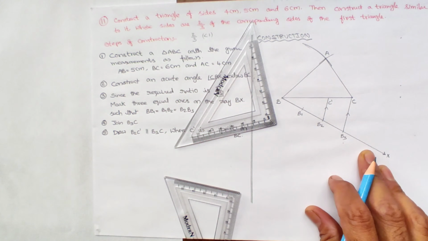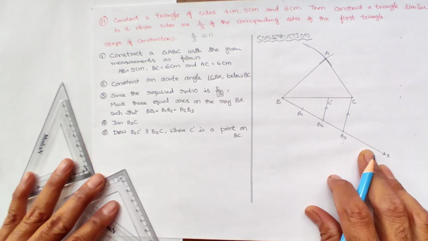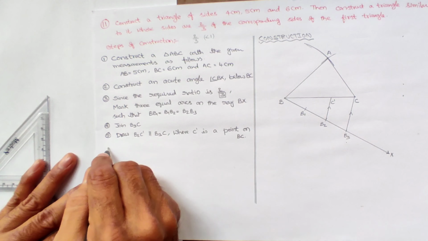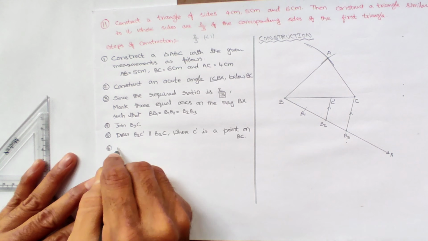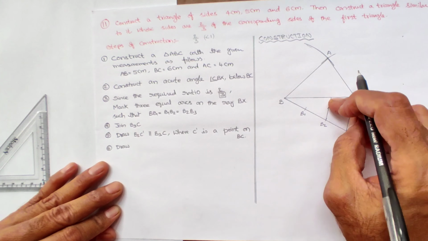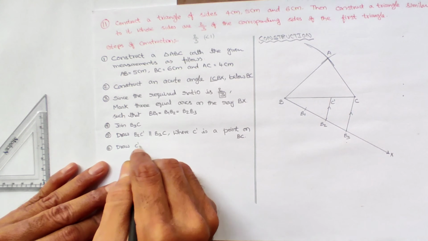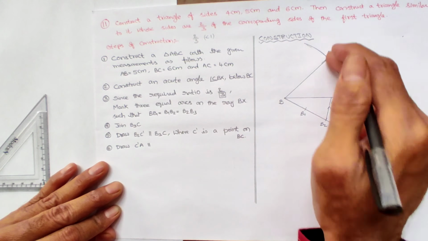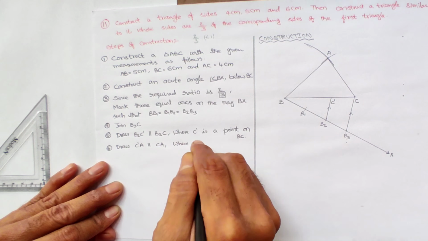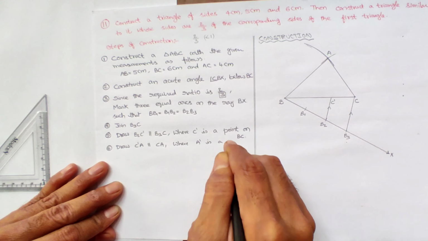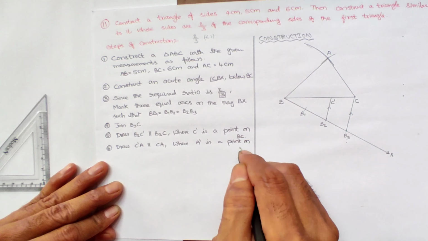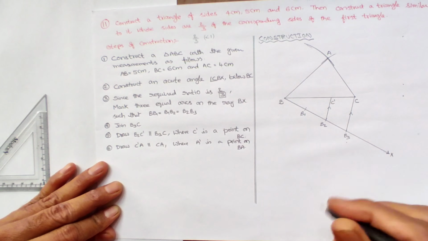Right. Now let us see the next step, that is draw C dash A dash, that is parallel to CA, where A dash is a point on BA or AB, however you write, it is correct.